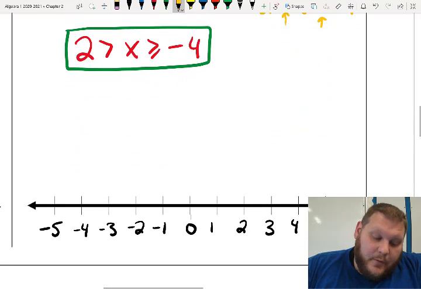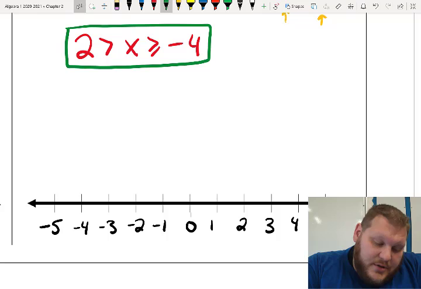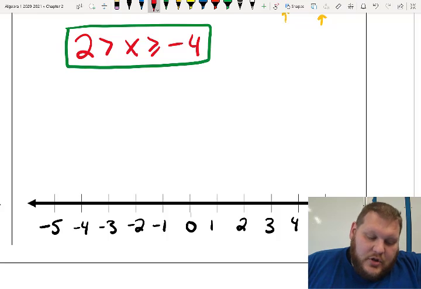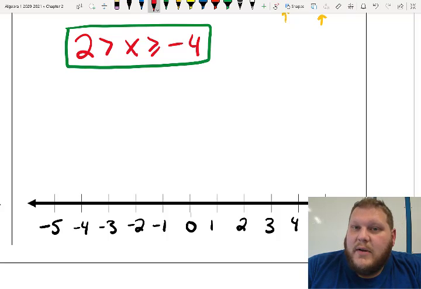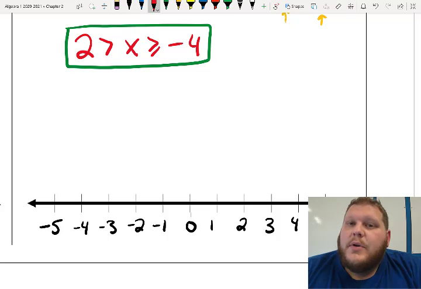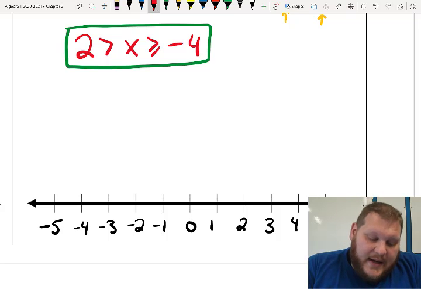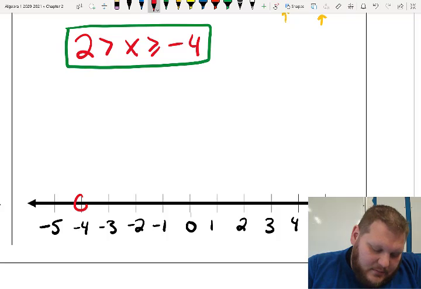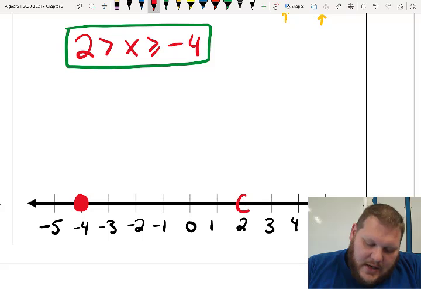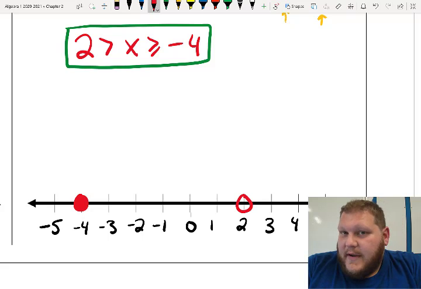Since we remembered that the first time around, let's go ahead and just graph this guy. 2 greater than x greater than or equal to -4. Again, here I'm looking at what my inequality symbol is right next to the number, so I know what kind of boundary I'm going to be drawing. In this case, at -4, I've got a solid circle because it's or equal to right there. And at +2, I've got an open circle because it was just greater than.